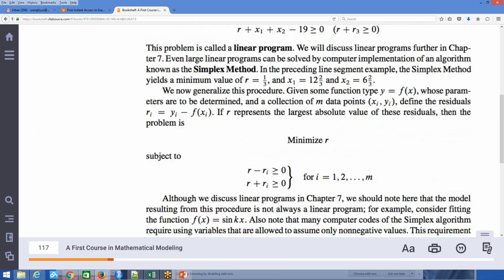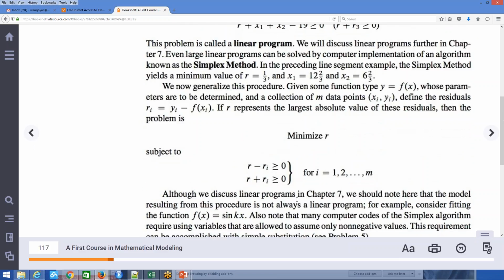This is pretty much the major idea of this problem. I just want to give you a flavor of how we transform a specific problem to a linear program problem.